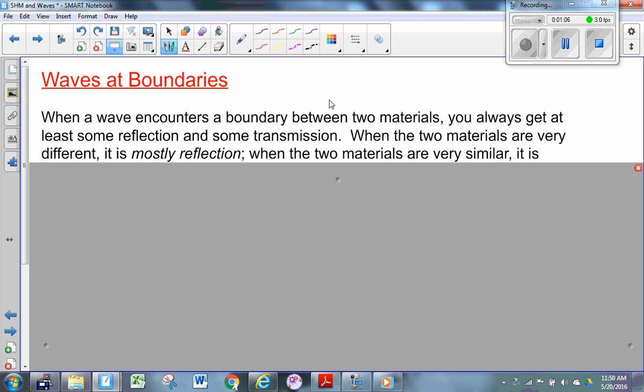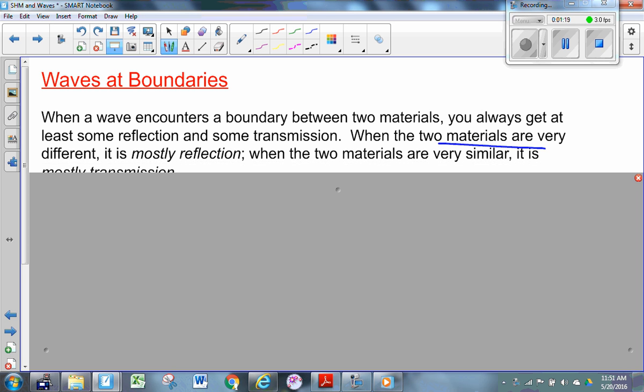The reason that most of it was reflected and only a little bit was transmitted is because those two materials, the hand and the slinky, were very different from one another. So when two materials are very different, we get mostly reflection. But when two materials are very similar, we get mostly transmission.